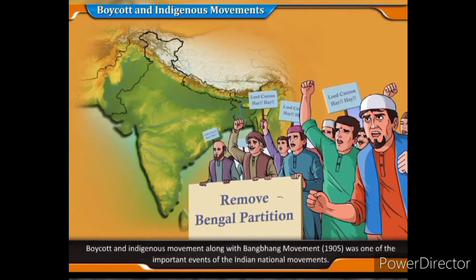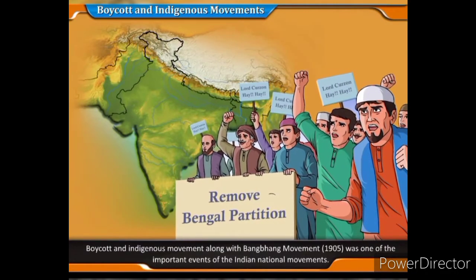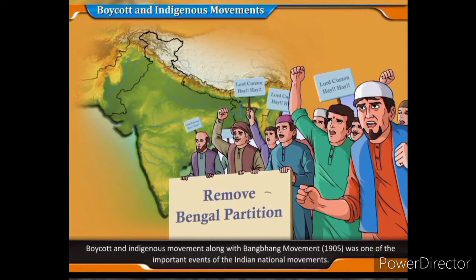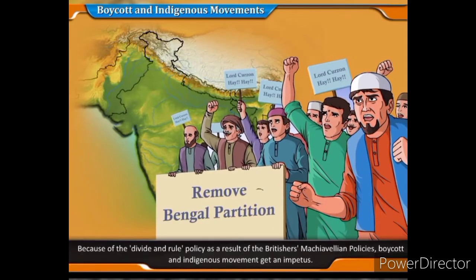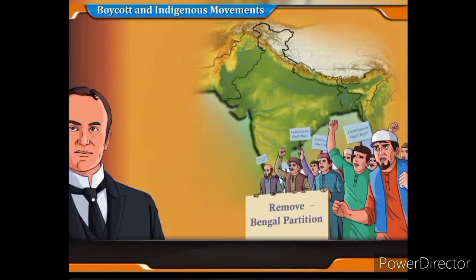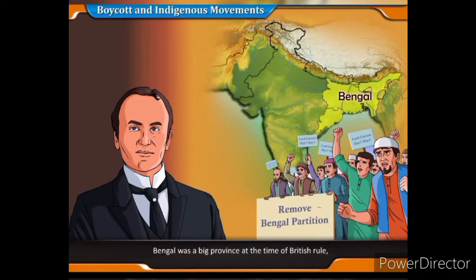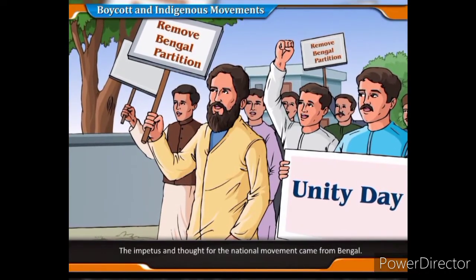Boycott and Indigenous movement along with the Bang Bhang movement of 1905 was one of the important events of the Indian national movements. Because of the divide and rule policy as a result of the Britishers' Machiavellian policies, the boycott and indigenous movement got an impetus. Bengal was a big province at the time of British rule, which included the present-day Bengal, Bihar and Odisha. Compared to the other states, Bengal was the central point of national awakening. The impetus and thought for the national movement came from Bengal.